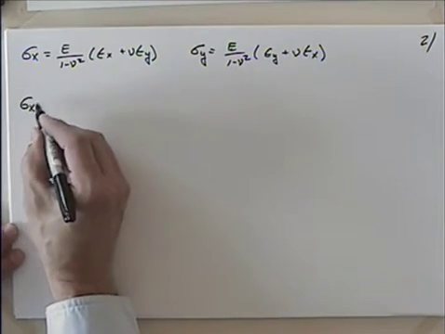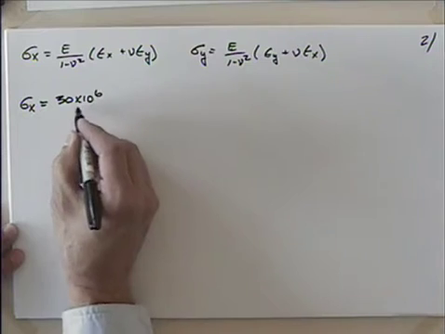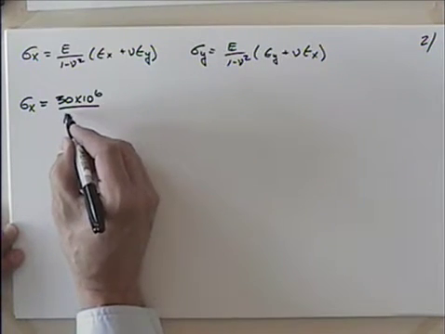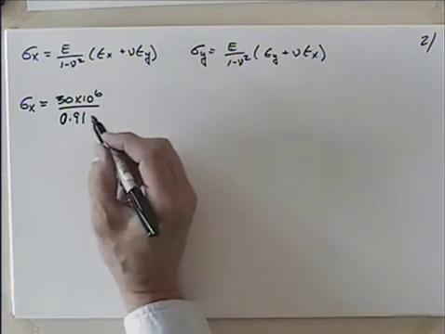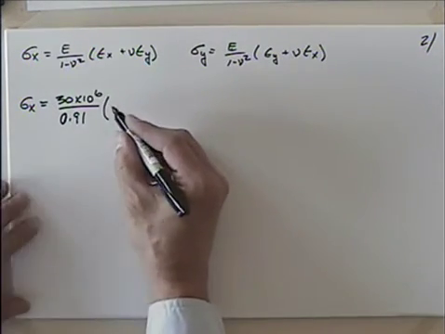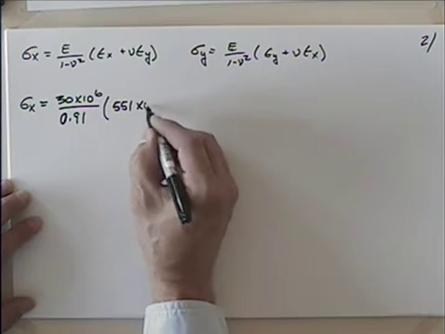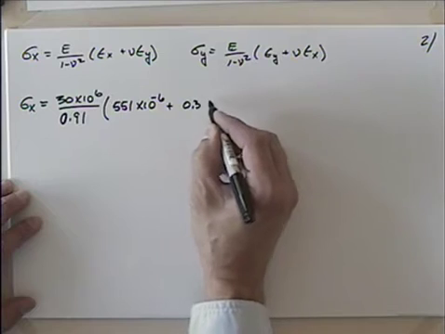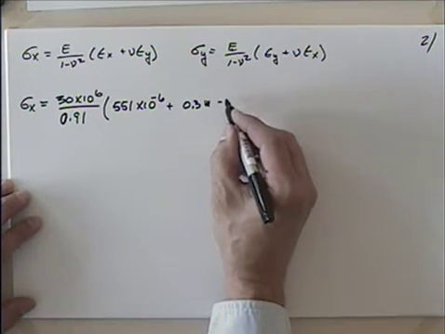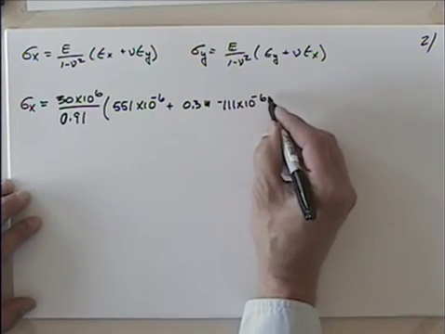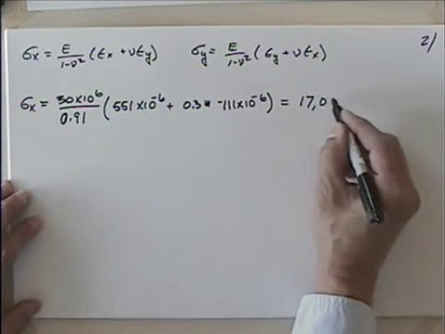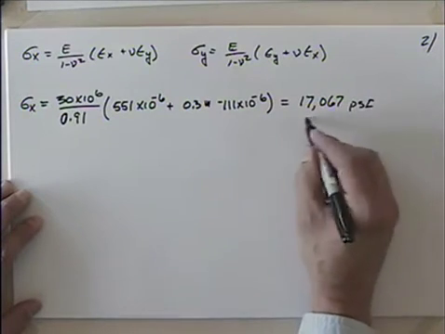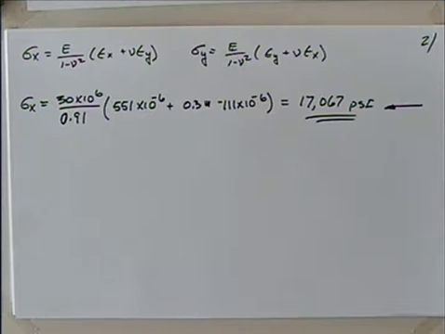So with that, then, I have that sigma x is going to be equal to 30 times 10 to the 6th divided by 0.91. So that'll come up again, so I just did that all at once. And then epsilon x, that was the larger one, 551 times 10 to the minus 6 plus 0.3 times minus 111 times 10 to the minus 6. And when you get done with that, that turns out to be 17,067 psi. And I've got too many significant figures there, but so you can check it with your own work. I'll just go ahead and leave those. I mean, we just call it 17,000 psi.